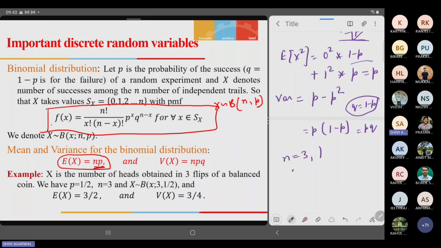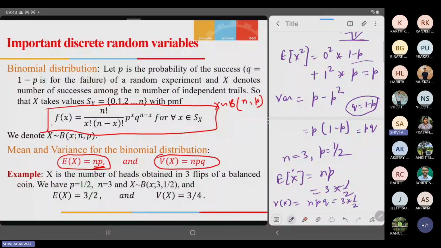n is equal to 3, p is equal to half. So the expected value of X is equal to np, that is 3 into 1 by 2. Variance is npq. So the variance of X is npq, with n equal to 3, p equal to 1 by 2, q also 1 by 2. So it is 3 by 4. That is the benefit of finding that this random variable follows the binomial distribution. So directly, without so much calculation, we can calculate the mean and variance.